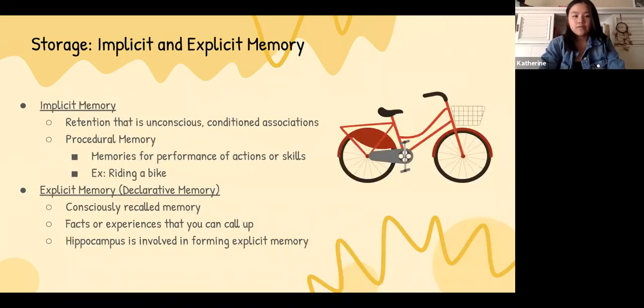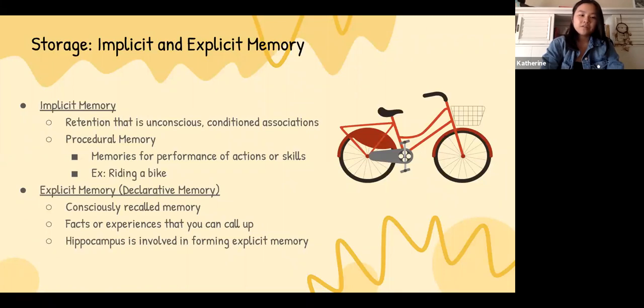And then we have implicit and explicit memory. Implicit memory is retention that is unconscious and a conditioned association. That means that we are not really paying attention to these memories. These are kind of just engraved in our brains. We don't have to pay attention or really focus on studying it.